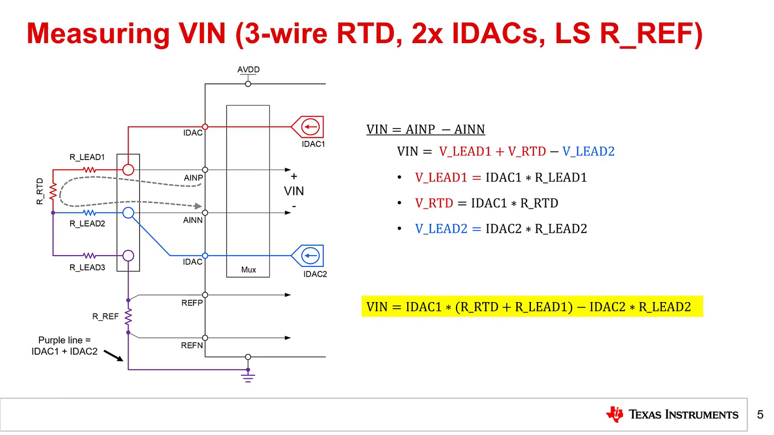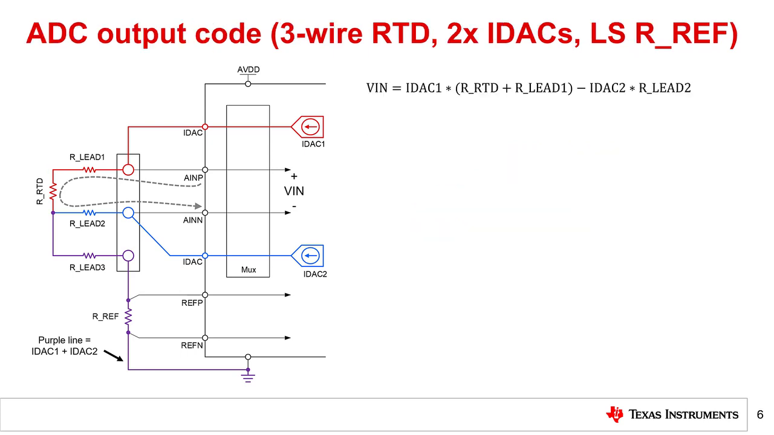Now, let's calculate the resulting ADC code. First, we need to keep the equation for Vin as shown on the top right. On the left is the 3-wire RTD circuit using two IDACs and a low-side RREF from the previous slide. We also need the equation for the reference voltage, Vref, which is shown as IDAC 1 plus IDAC 2 multiplied by RREF. Next, we need the equation for the ADC code.